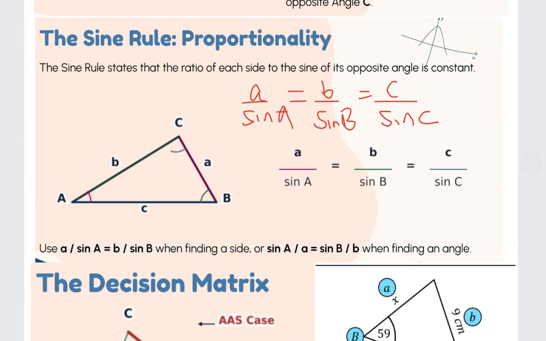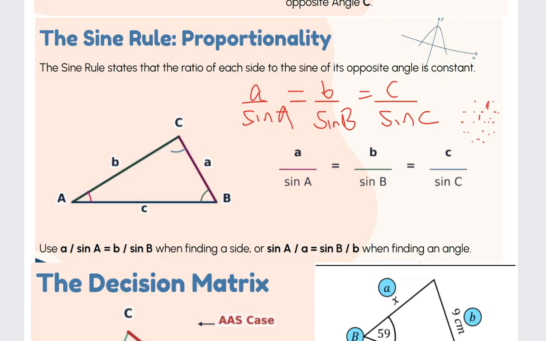We used to sing a song while I was in secondary school, and the song is: sine rule states that a over sine A equals b over sine B equals c over sine C. Sing with me: a over sine A equals b over sine B equals c over sine C.